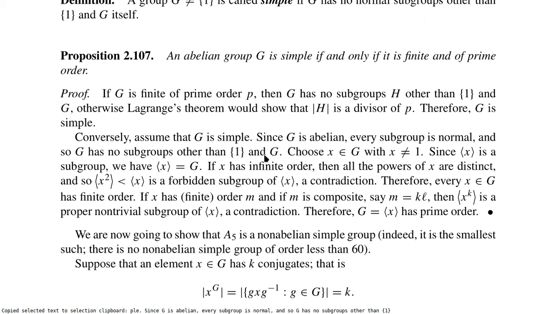The only case where it would not have finite order was the cyclic case that we saw, which is contradictory. So if X has finite order M and M is composite, you can write it as a product of two numbers K and L. Then the cyclic group generated by X to the K is a proper non-trivial subgroup of the cyclic group generated by X, which is also a contradiction because you need all the powers.